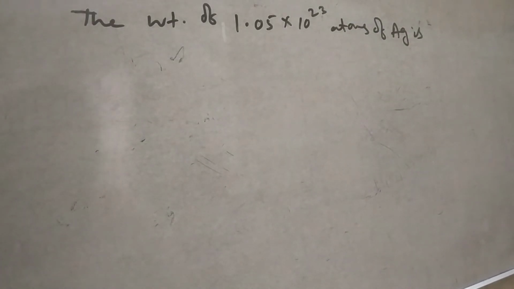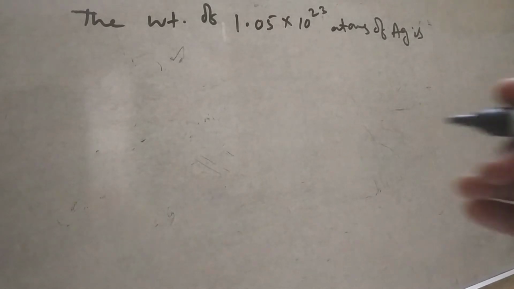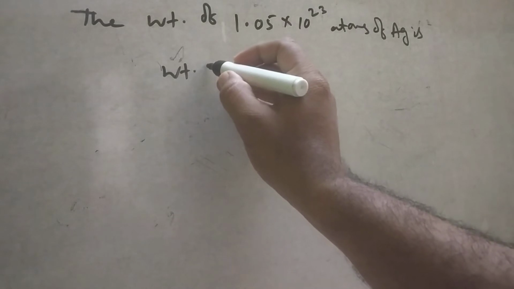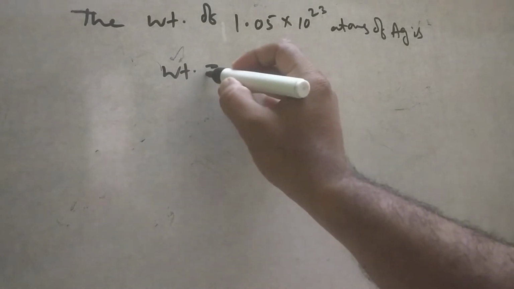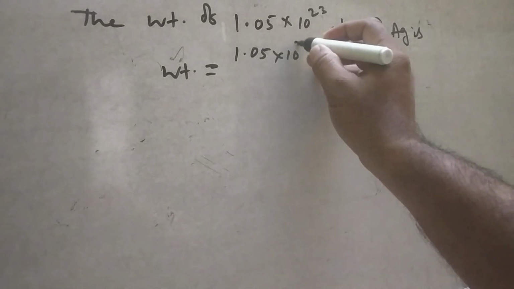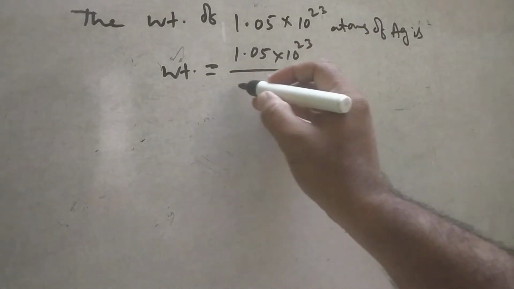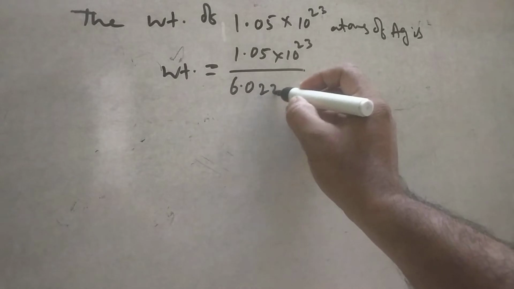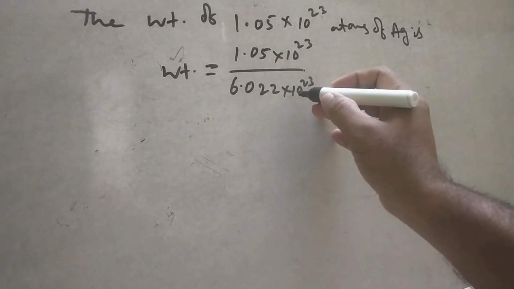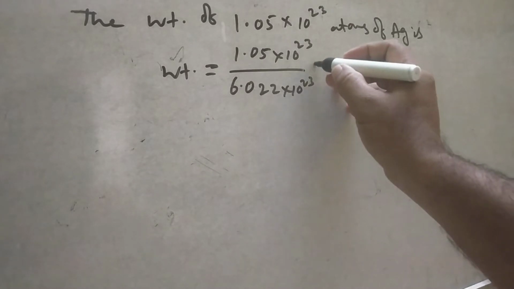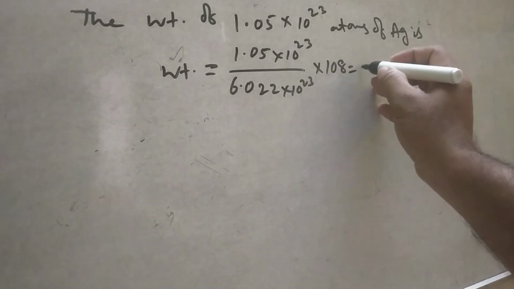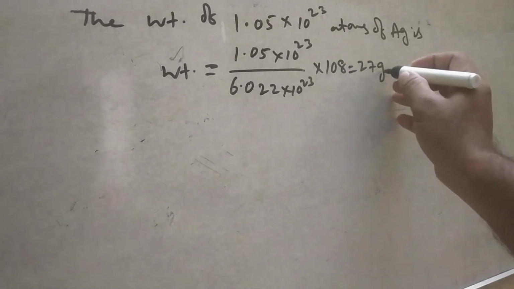Here atoms are given. So the mass, that is nothing but the weight of silver, is equal to the given atoms, 1.05 into 10 to the power of 23, divided by Avogadro number, 6.022 into 10 to the power of 23. Why? Here atoms are given, so that is why you have to take the Avogadro number, then into the respective mass. Then you will get 27 grams.